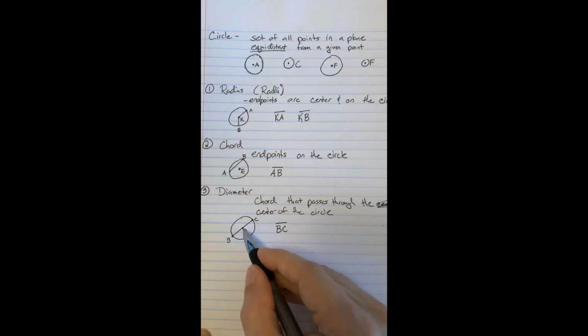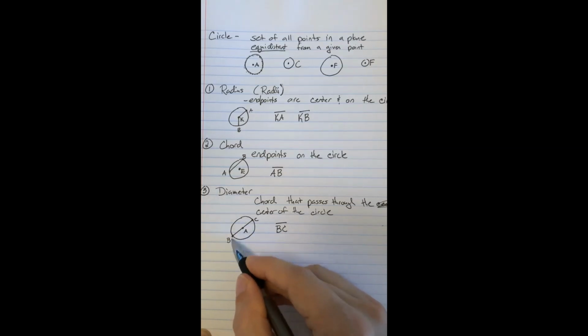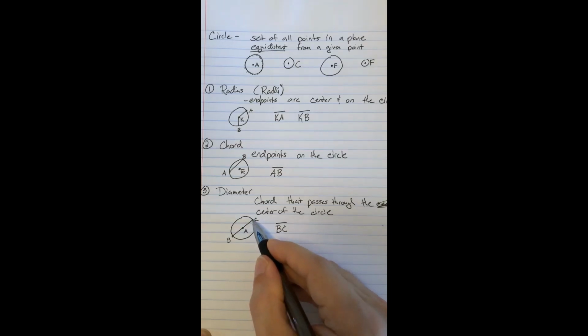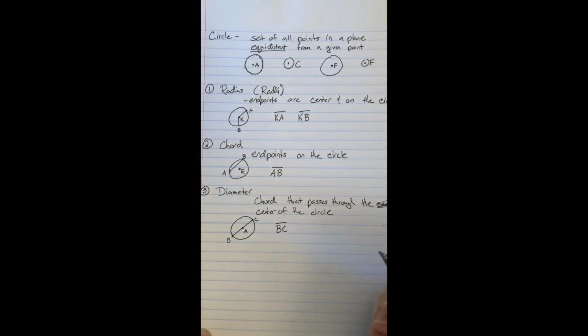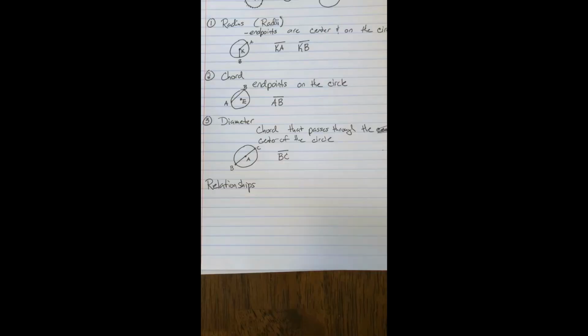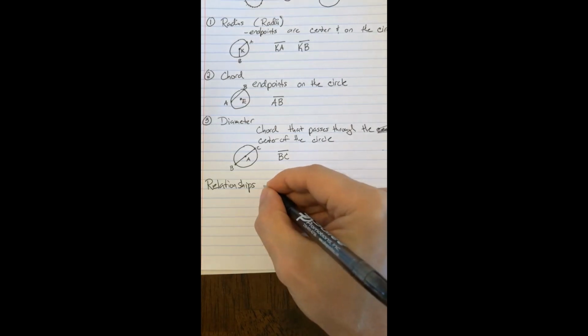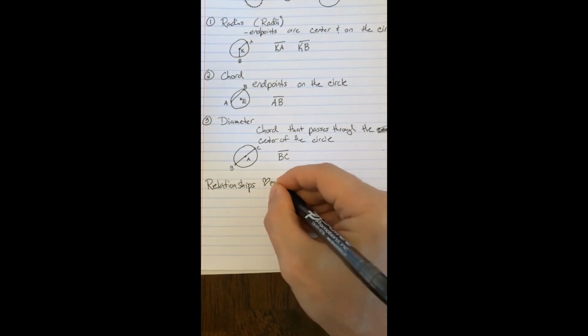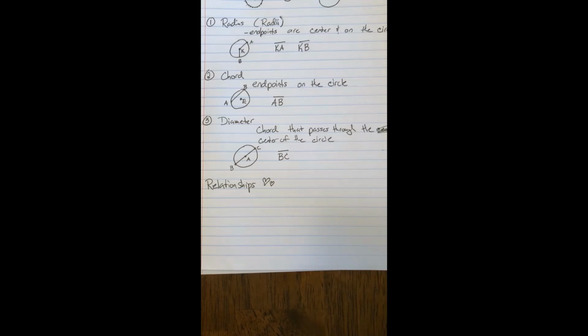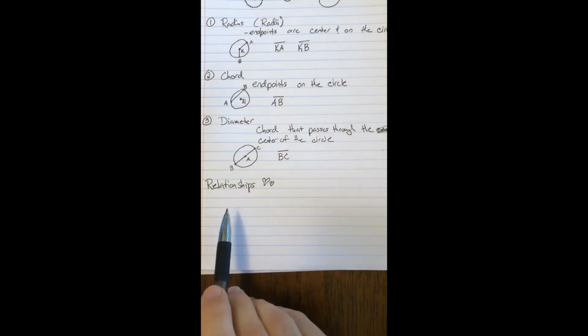So notice that I said that these are radii from the center to the circle, center to the circle. So we're going to use that for the relationships that we have between radius and diameter. And let's go into those relationships right now. All right, relationships. Now, we in particular are going to talk about the relationships between radius and diameter.